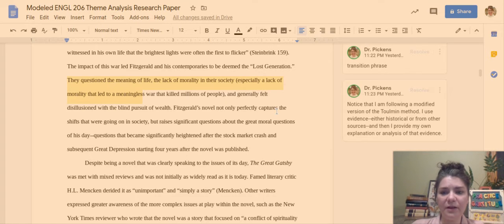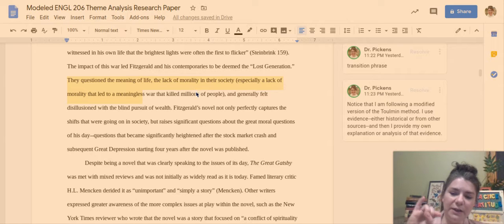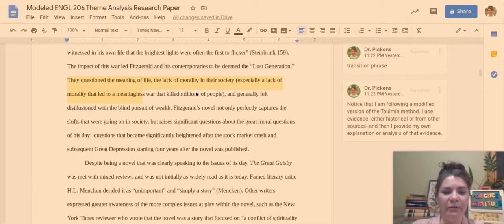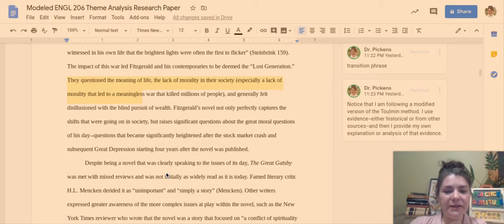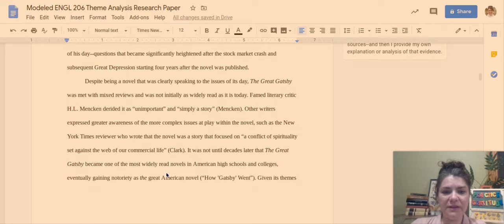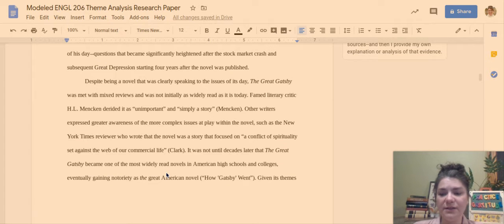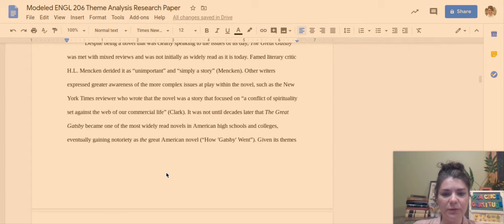I'm following a modified version of the Toulmin method where I keep using evidence and then I have explanation and analysis going on throughout my paragraphs. I continue with the historical context here by talking about the mixed reviews that the book got and how it is currently one of the most read books in high schools.